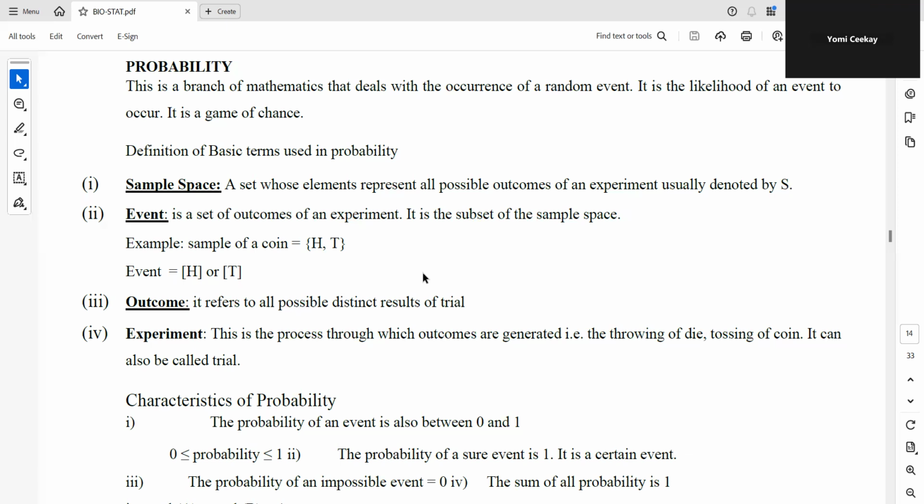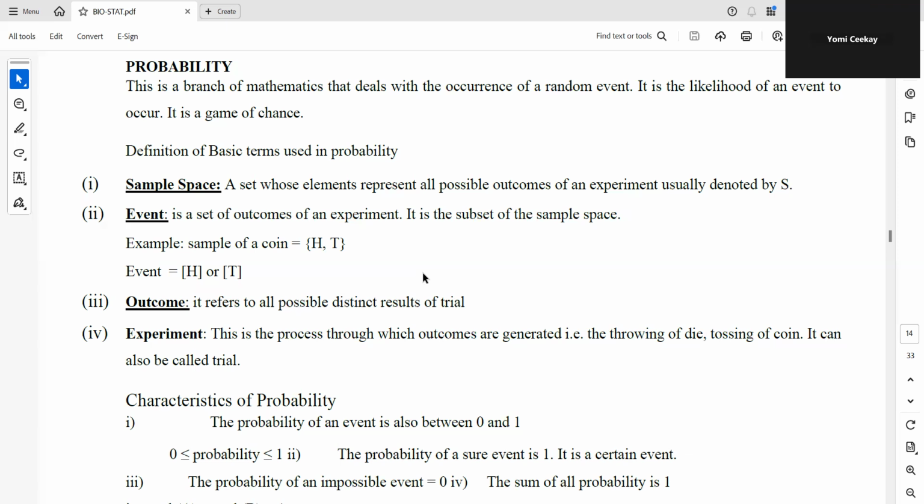And let's go to outcome. Outcome refers to all possible distinct results of a trial. Then what is an experiment? An experiment is the process through which outcomes are generated. For example, for those of us that like playing Ludo, throwing of a die, tossing of a coin, all these are experiments. It can also be called a trial. Now, there are basic things we need to know about probability, which are the characteristics of probability.